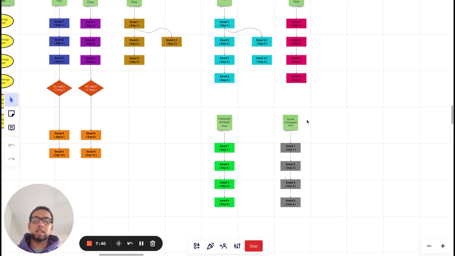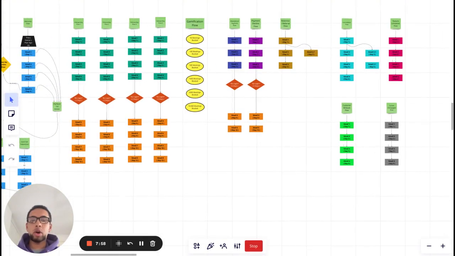We obviously have the sunset unengaged flow finally as well, which is just cleaning the list of people who are non-buyers and who aren't opening or engaging with emails. Pretty much we just want to keep the email list clean for sending campaigns to these users. So with the sunset unengaged flow, we can do that in an automated fashion.